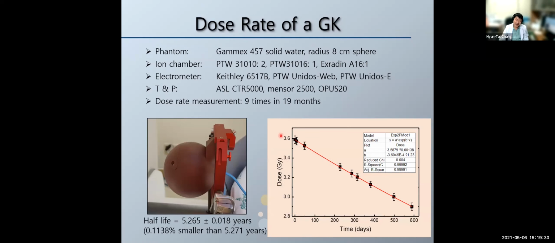So when I calculated the half-life, it was 5.27 years. It's very close to the known value. So we can say that at least our system works fine without any systematic problem. But the question is whether the absolute value itself is accurate or not.